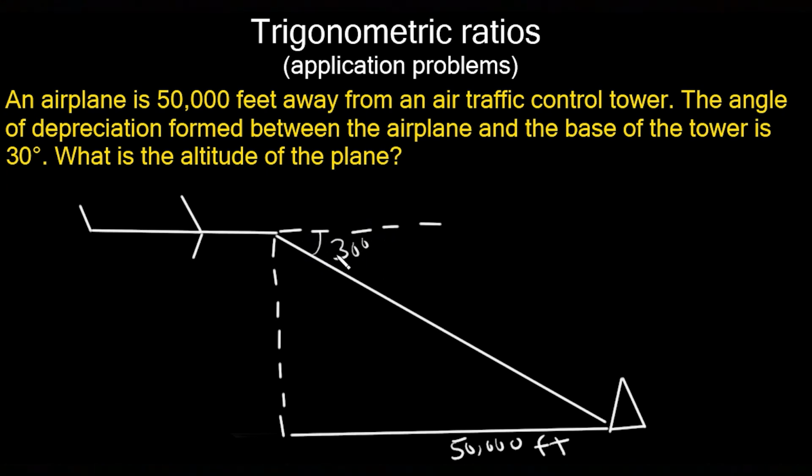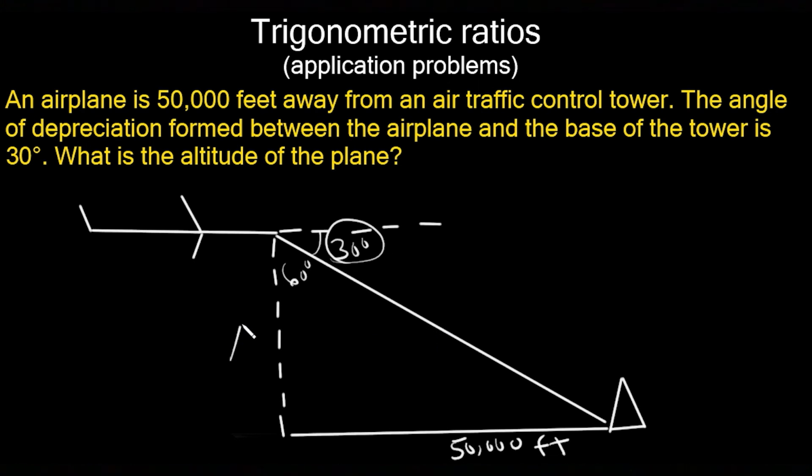So I know that if this angle right here is 30, this angle right here has to be 60, right? So I'm going to go ahead and put 60 degrees here. Okay, when I add the 2, I get 90. That checks out, right? And so what can I do to get the altitude of the plane?